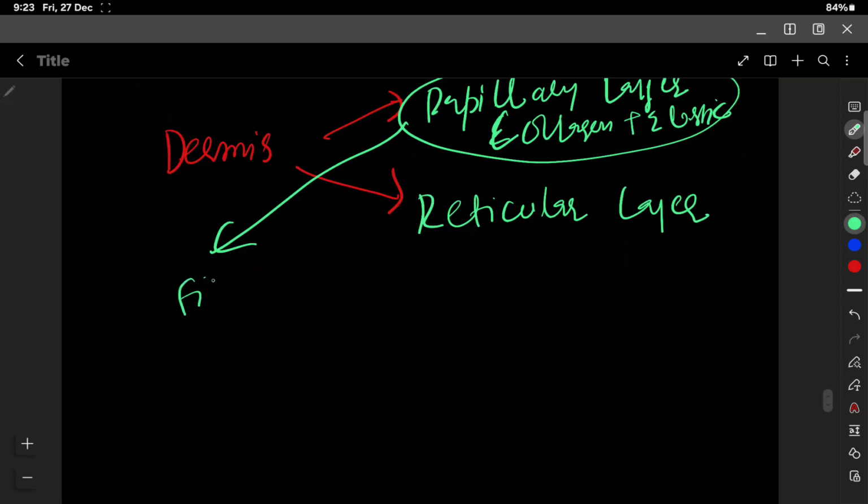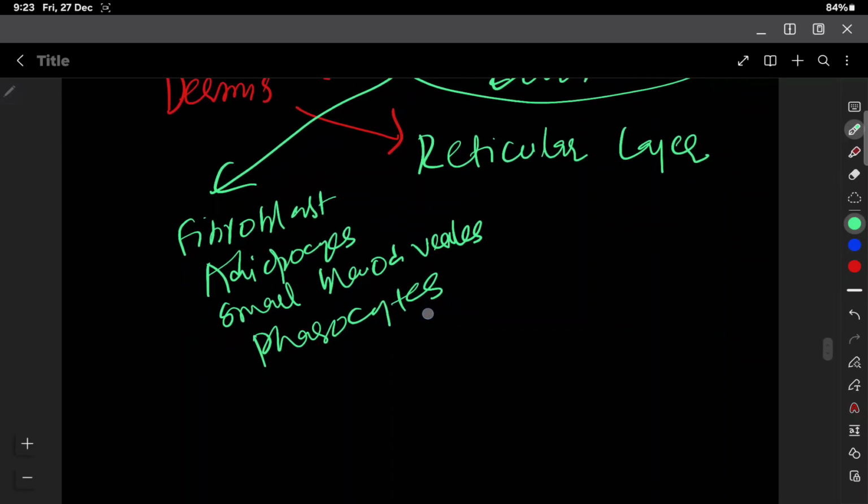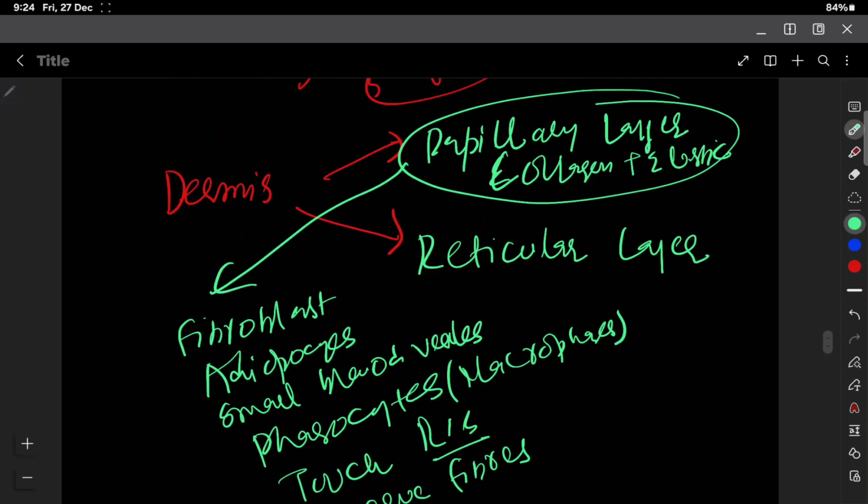Different cells are present there. One is fibroblasts, adipocytes, and blood vessels. Small blood vessels are also present there. Phagocytes are also present there, which help to remove foreign materials, for example, macrophages. Touch receptors are present here. Then nerve fibers. So these are all present in the papillary layer of the dermis. So the dermis has two layers, the papillary layer and the reticular layer. Okay.